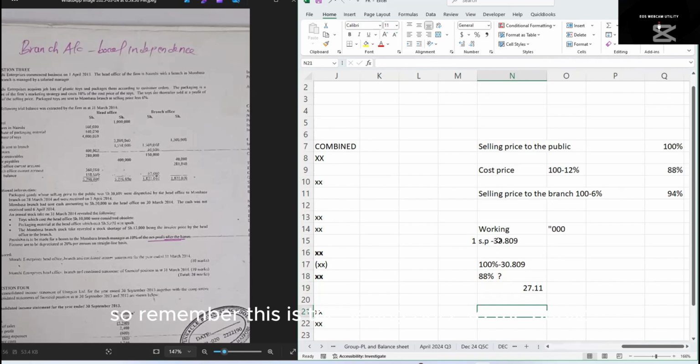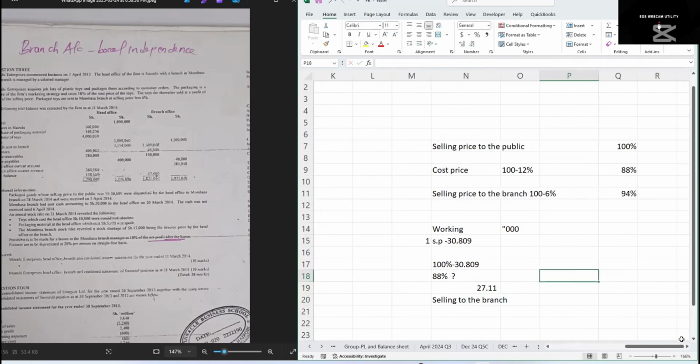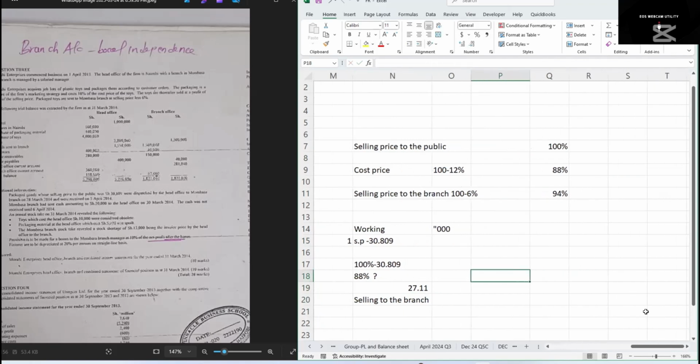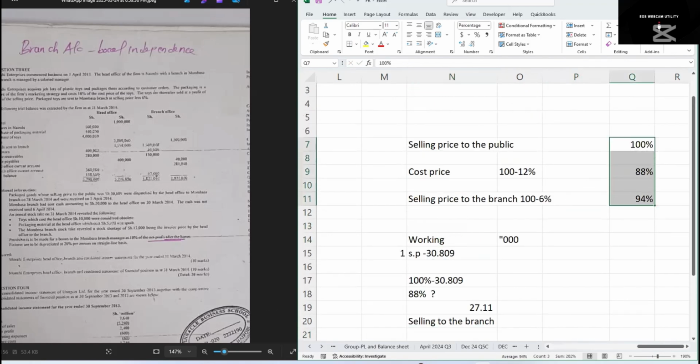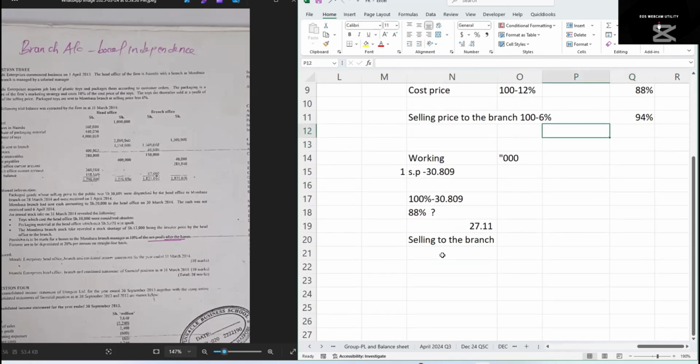So remember, this is the selling price to the public. What about now the selling price to the branch? Who can help us with the selling price to the branch? This is the cost, this is the selling price to the public. So what about the selling price to the branch, using these three? You just look at which one we use. So what will the selling price to the branch be? 28.96. 28.96. How did you get it?